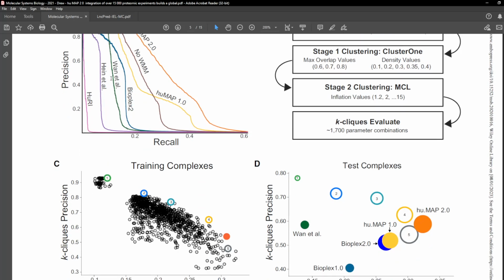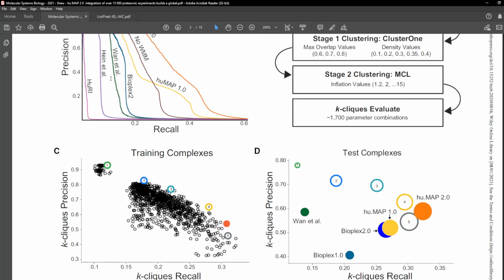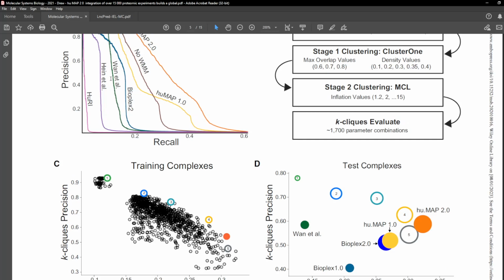Hu.MAP 2.0 complexes increase in both precision and recall relative to other maps. Also plotted are the 5 sets of complexes at different levels of confidence, colored hollow circles, demonstrating consistency between the level of confidence determined from training set, B, and test set.